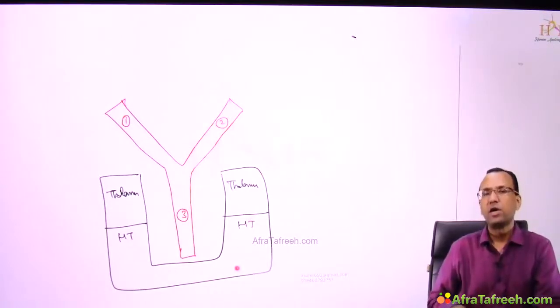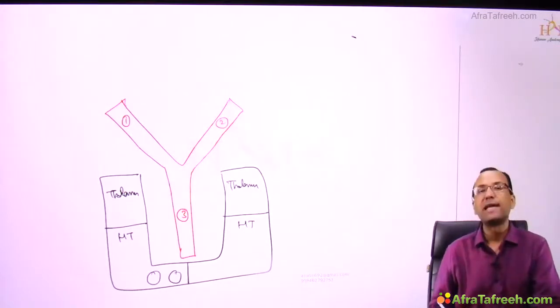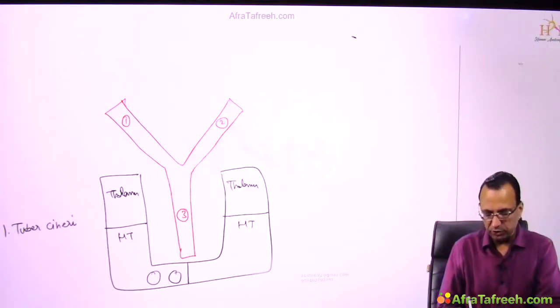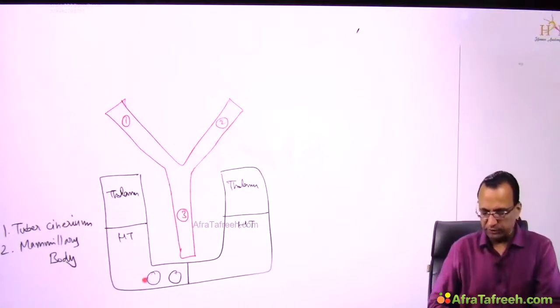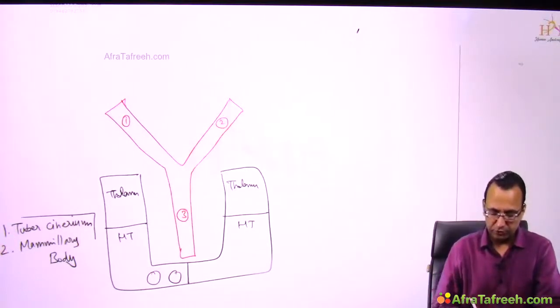At the floor of the third ventricle, I will tell you some structures. Just remember the names. At the floor of the third ventricle, they are part of the hypothalamus. The names are, number 1, tuber cinereum, which comes as a question, and number 2, the mammillary body, part of the hypothalamus. So there are two structures at the floor of the third ventricle which are part of the hypothalamus: one is the tuber cinereum and one is the mammillary body.